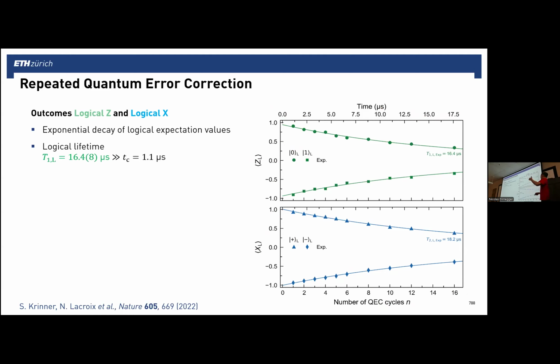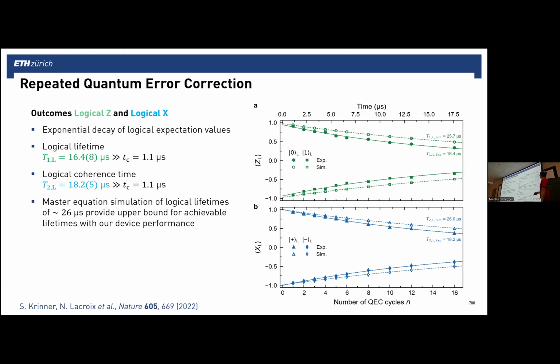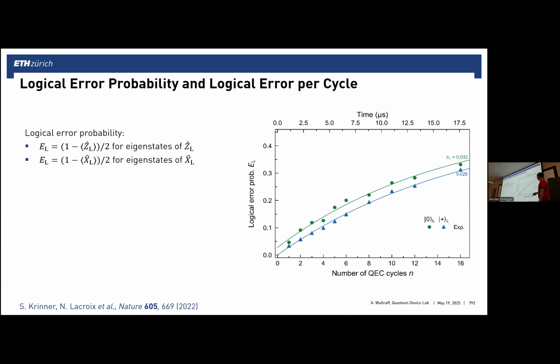The error correction code will never work perfectly, so your logical qubit will still decay on some time scale, and what that time scale is reflects what the ratio between your threshold error and the physical error is in this particular device. So what we see here is that the logical lifetime was about 16 microseconds, and the logical coherence time was about 18 microseconds for this particular device. And you could then simulate it and find that the simulated results were similar to the experimental ones.